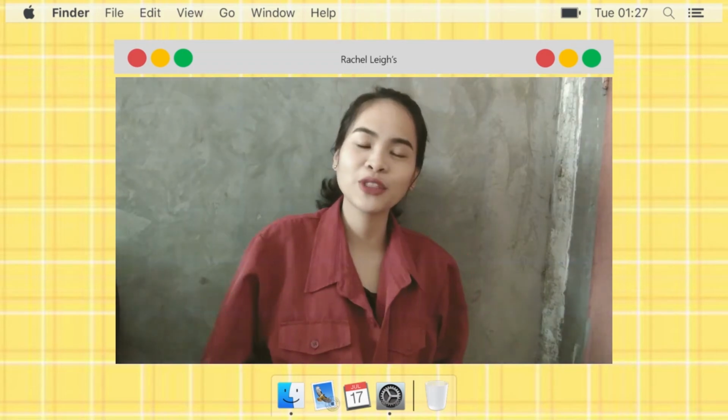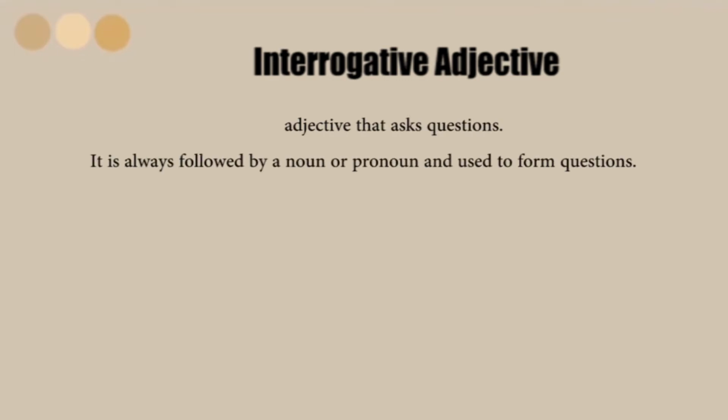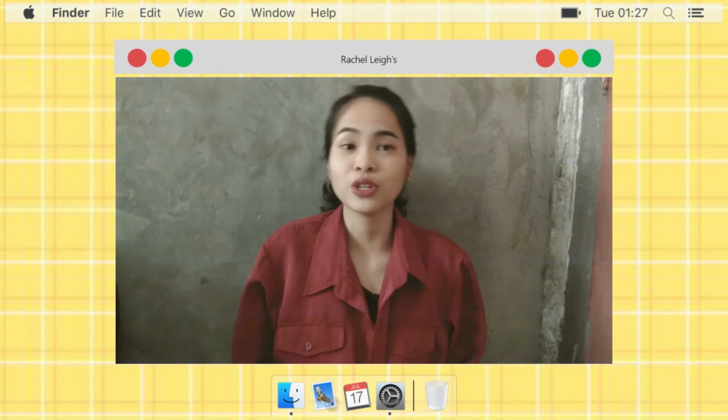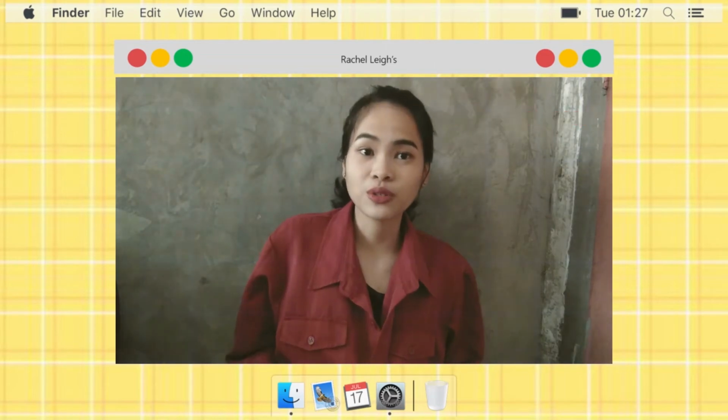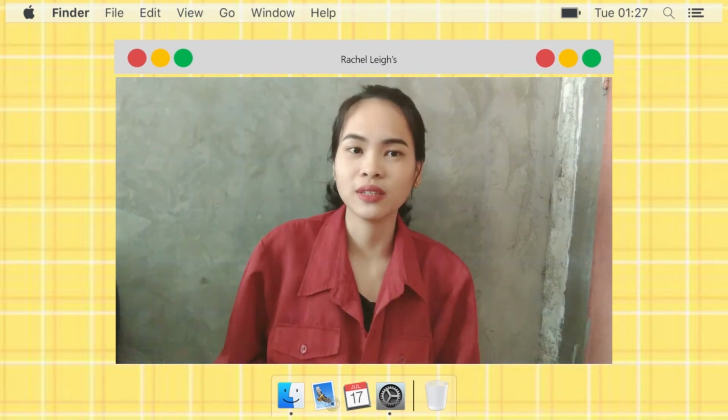Moving on to the next is the interrogative adjective. The word interrogate means it asks a question, and it is always followed by a noun or pronoun and it forms a question. For example of a question is, which are those? Which, what, whose are examples of interrogative adjectives.